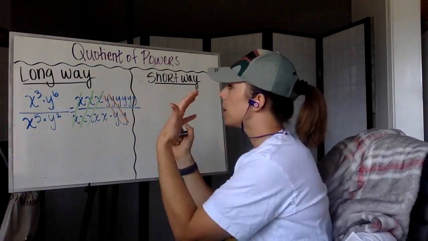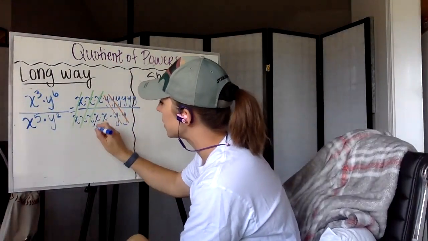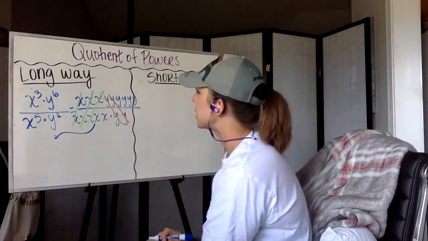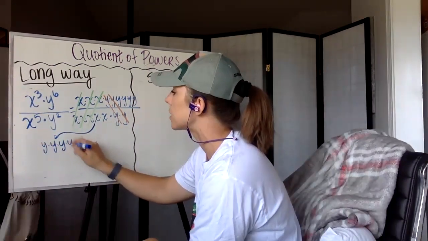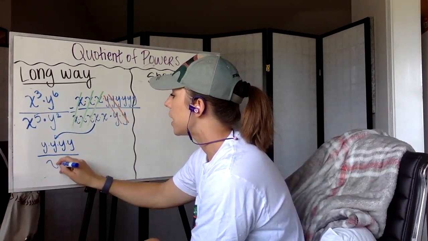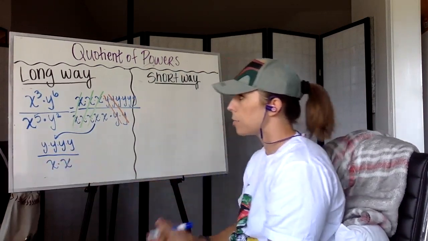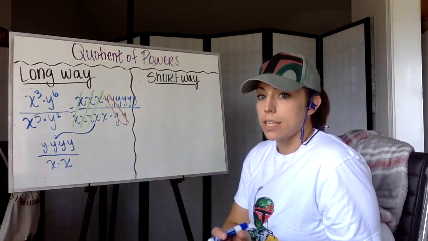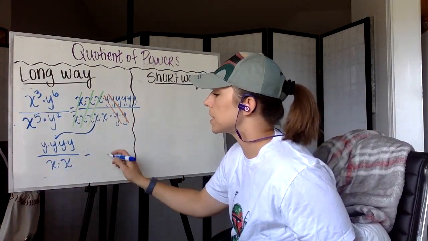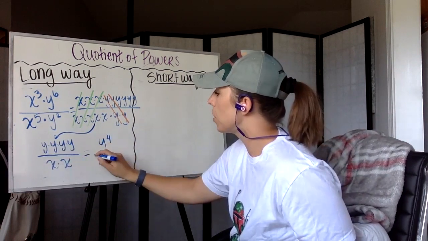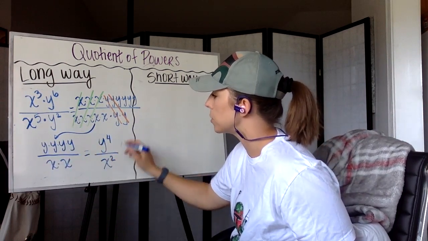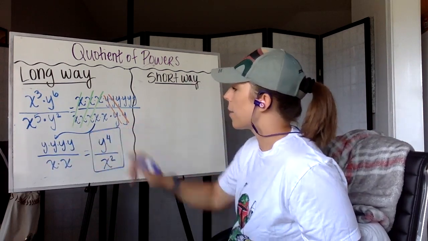So if you look, my next step here is if I just clean it up and see what I have left, I have y times y times y times y in the numerator and x times x in the denominator, because the rest of these were all canceled out as big ones. And then if we write those both as single powers, that's y to the 4th, because there's 4 of them, divided by x squared, because there's 2 of them, and that would be a single power.